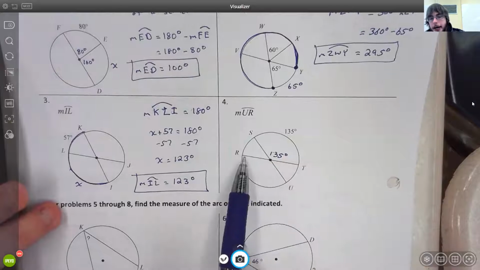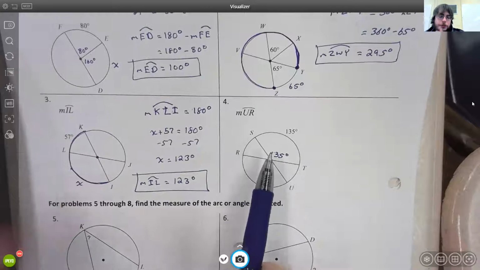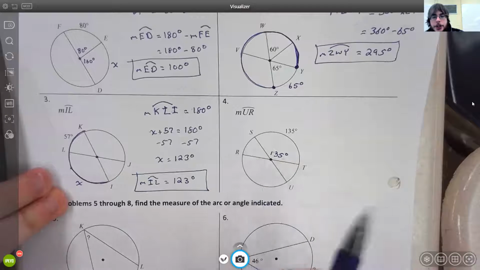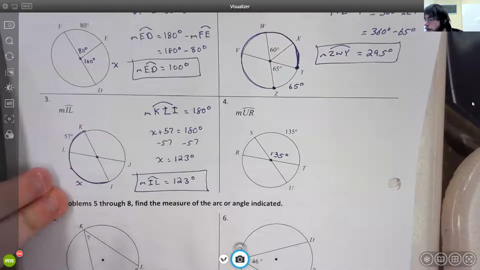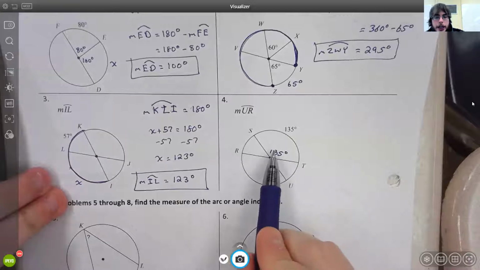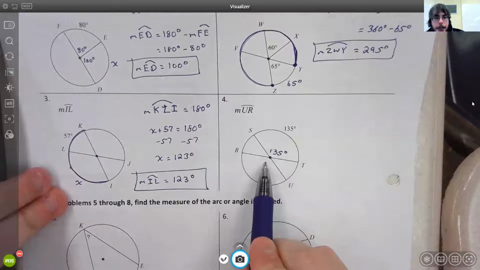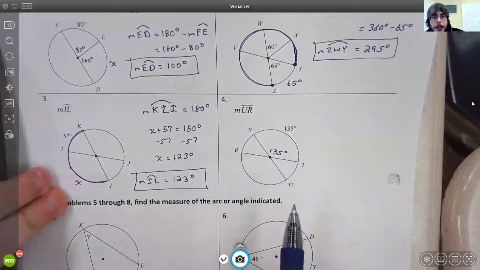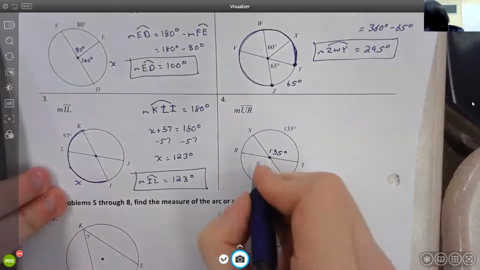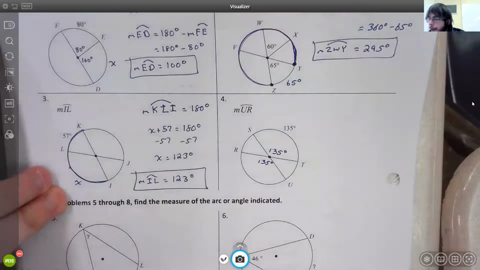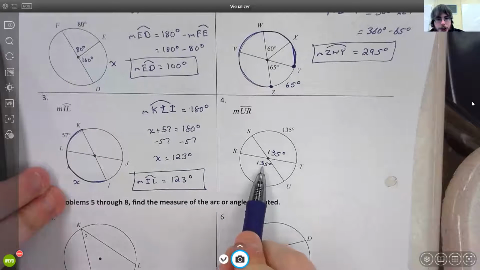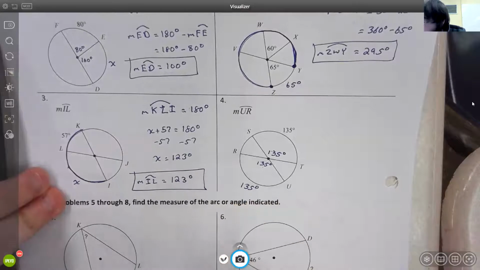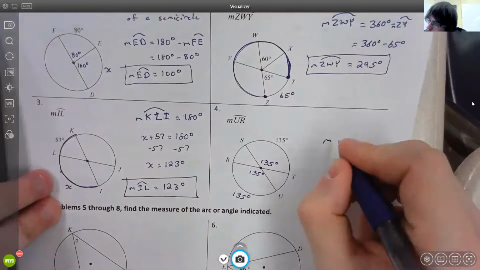Now, do you notice that we have two intersecting lines here? This is where that vertical angle and supplementary angles comes into play. So we're looking here, we know this angle is vertical with this angle, so we know that these two angles have to be the same. So we know that this angle is 135 degrees, and since this is a central angle that's associated with arc RU, we know arc RU has to be equal to 135.